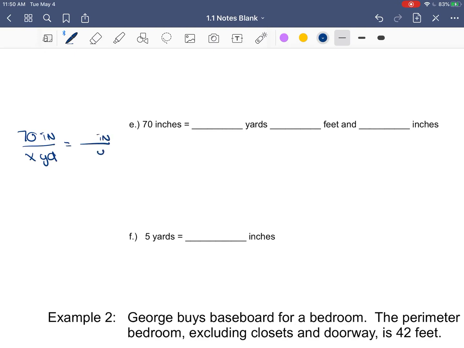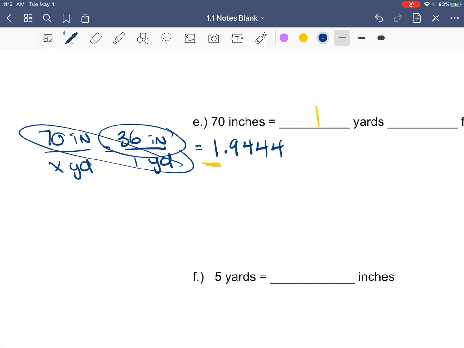There's 36 inches in 1 yard. Multiply the pair, divide by the spare. We get 1.944. Lots of 4s. So that's telling us 1 full yard went in.